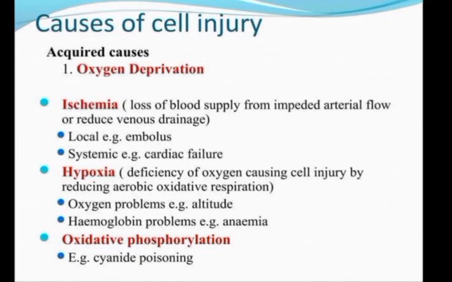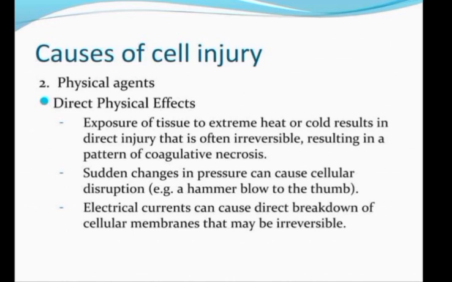Next one is physical agents. Physical agents directly cause cell and tissue damage. This includes thermal injury caused by excessive heat or cold, mechanical trauma such as road traffic accidents and injuries, radiations including ultraviolet rays and ionizing radiations, electrical injury due to electrical shock, and sudden changes in atmospheric pressure. All this mainly depends upon the intensity and duration of the exposure.